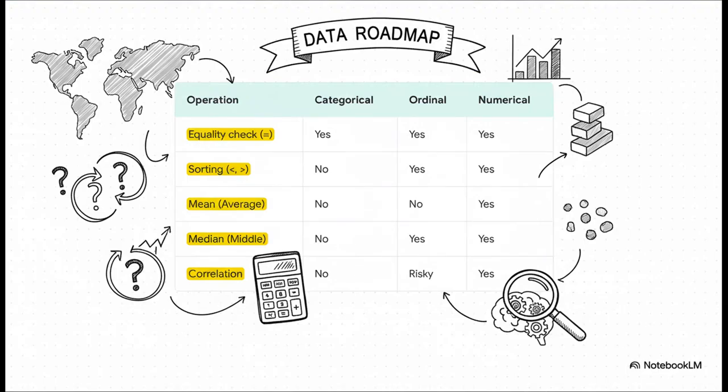This table right here is basically your roadmap for what you can and cannot do. Just look at the row for mean or average. You simply can't calculate the average of categorical data. I mean, what's the average of USA and Canada? The question itself is meaningless, and trying to average ordinal data is super risky because those intervals between the ranks aren't equal. Just following these simple rules will help you avoid so many common mistakes.